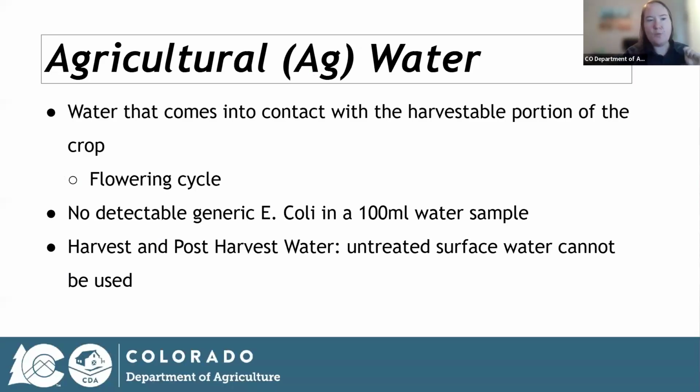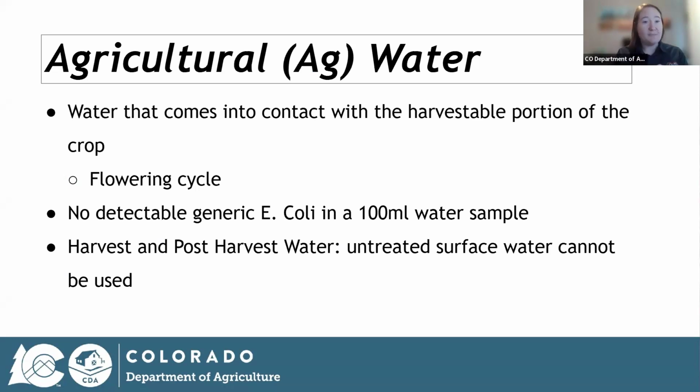First, starting off with what is considered agricultural water. So at least under the produce safety rule, what is considered ag water is anything that comes in contact with the harvestable portion of the crop. When does that start? It starts at the flowering cycle. So anything after that point is considered the harvestable portion, and any water that comes into contact with that would then be considered ag water.